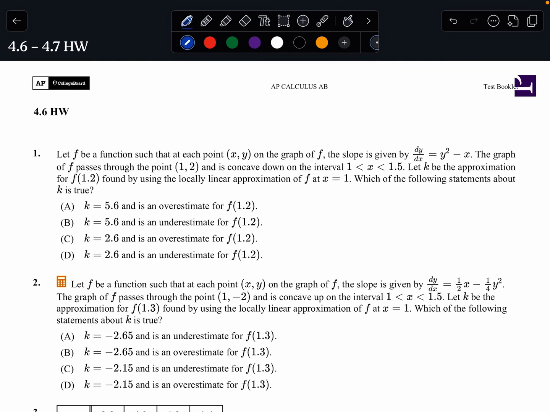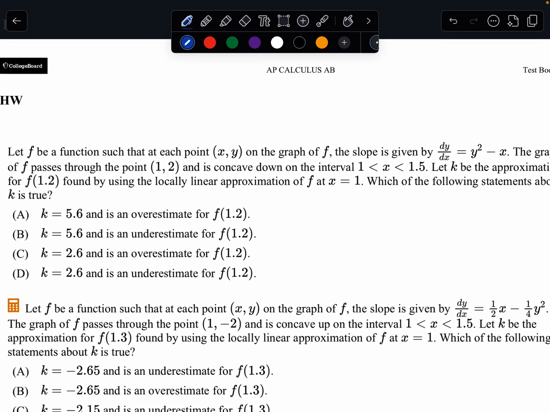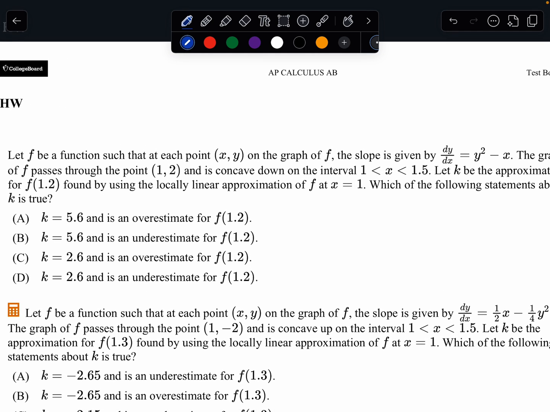Hey guys, I'm going to run through 4.6 and 4.7. For 4.6, it's talking about linearization, which is the process of using a tangent line to approximate a value of the function.